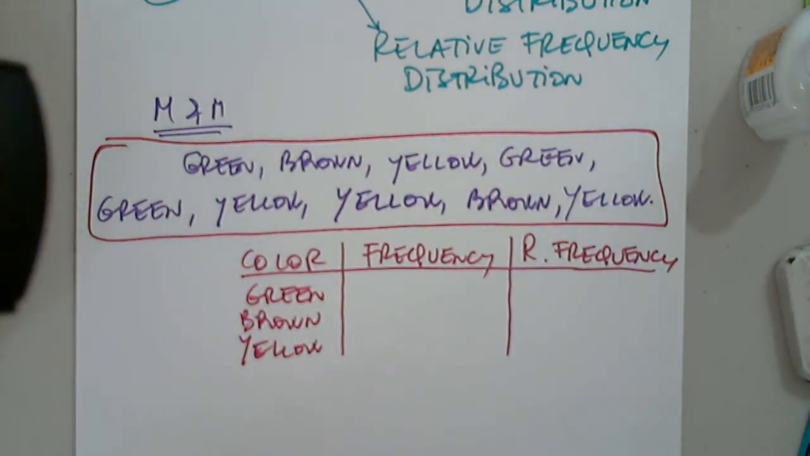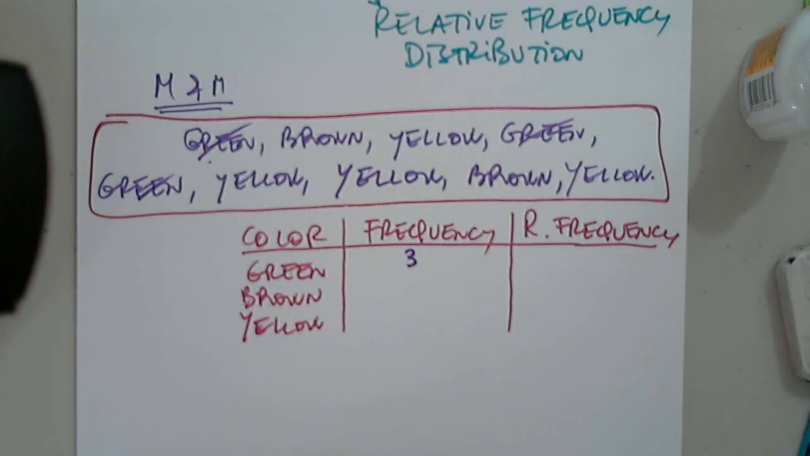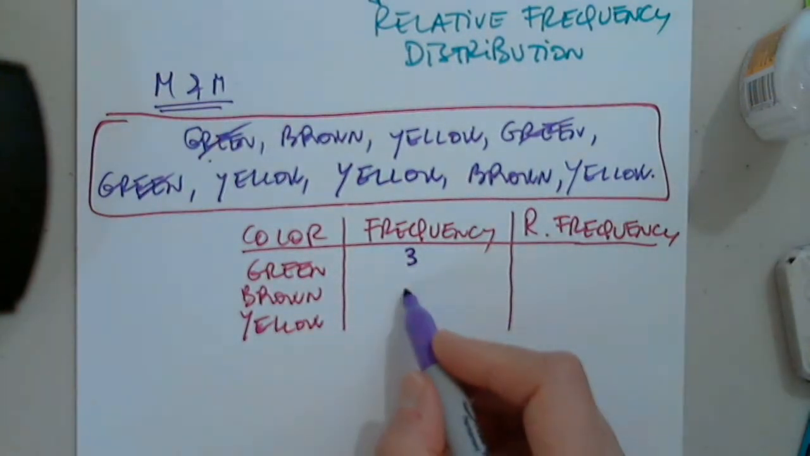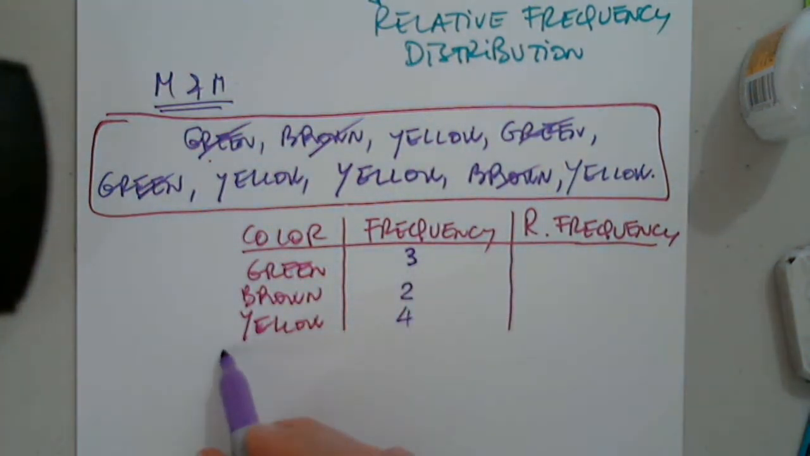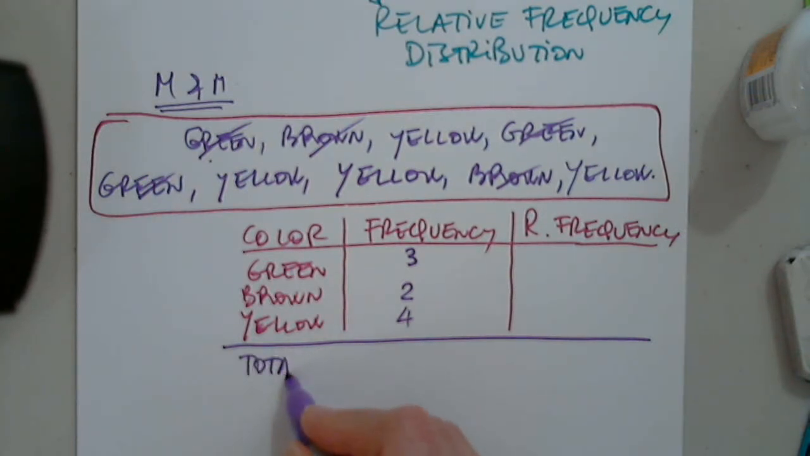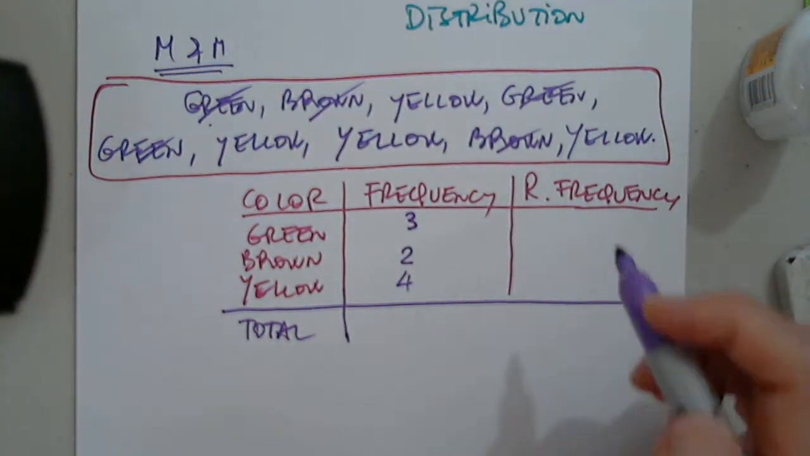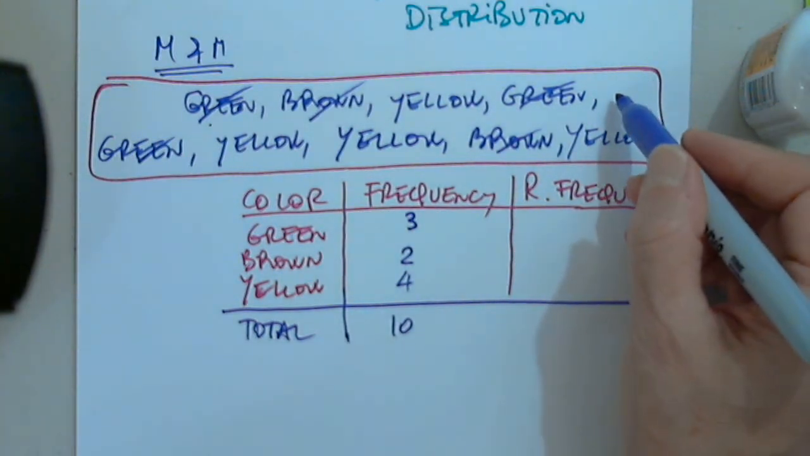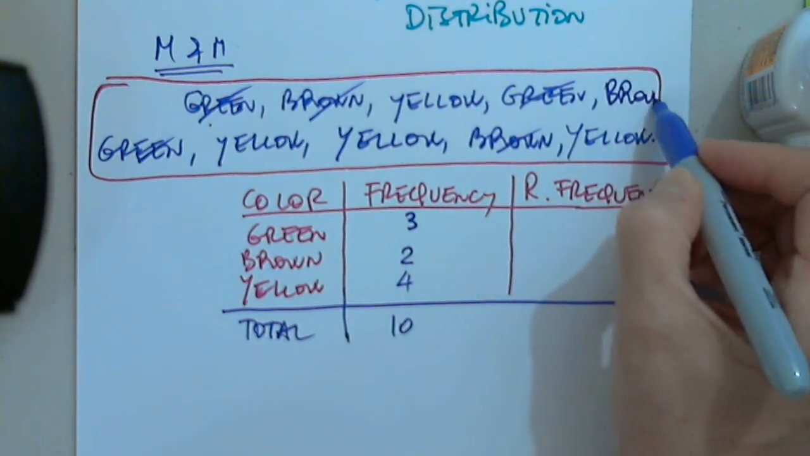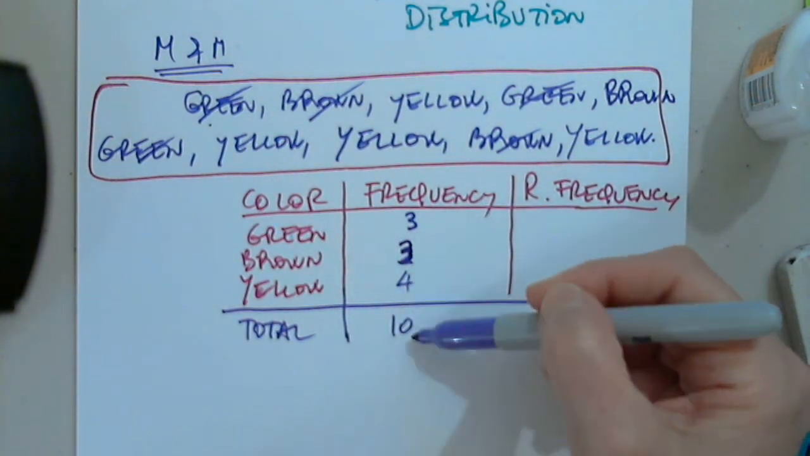You have 3 greens. So I have 3 greens. 1, 2, 3. I agree. How many browns? Good. Done. And 1, 2, 3, 4 yellow. What is the total? Let me put another one here so I can get 10, so it's much easier to divide. Which color do you want me to add? Brown. Perfect. So then we have 3 browns. 3 plus 3 plus 4, 10.